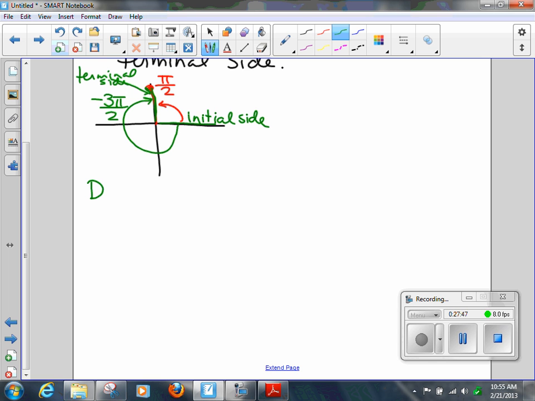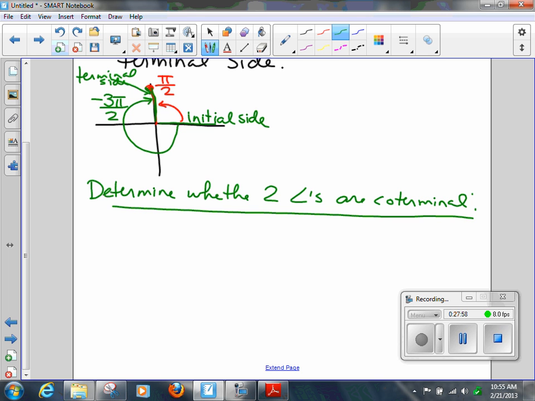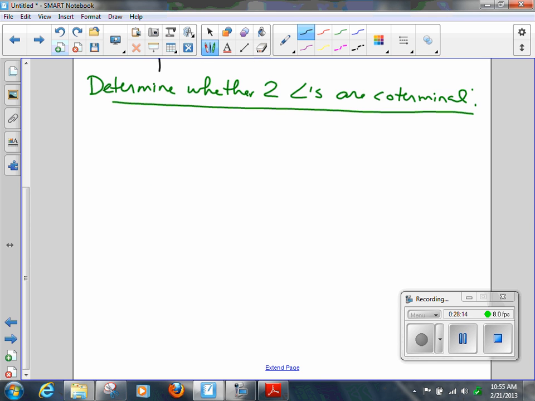If you determine whether two angles are coterminal, now y'all know I'm all about the pictures, right? Determine whether two angles are coterminal. Let's look at this first example. We've kind of already looked at one without really saying, hey, this is an example. But let's look at this one. Let's look at 40 and 400 degrees.